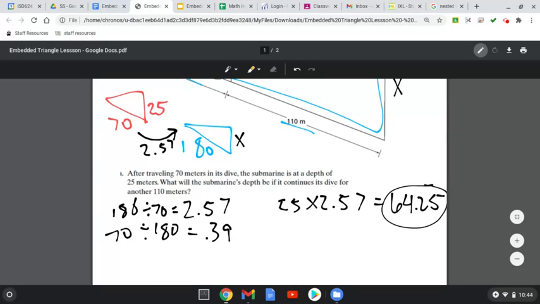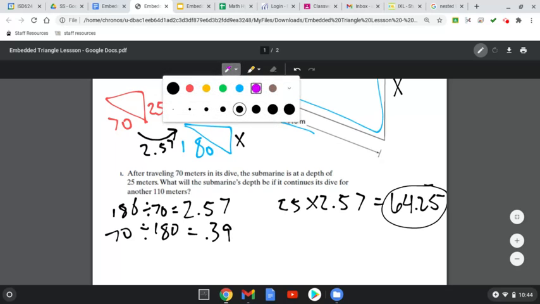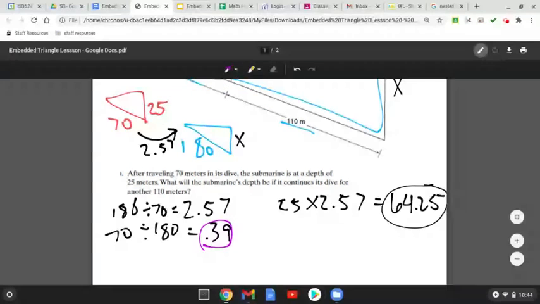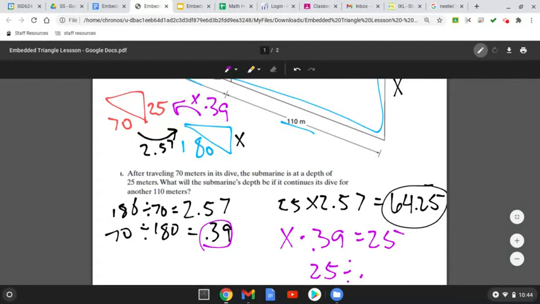All right. Let's say you wanted to use the other scale factor, which is totally fine. So 0.39 is less than 1, so going towards the smaller shape, so times 0.39. So x times 0.39 would need to give me 25. So to solve that, I can do 25 divided by 0.39. So 25 divided by 0.39 gets me 64.1.